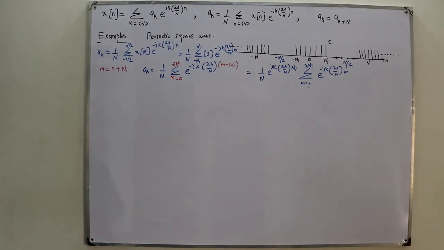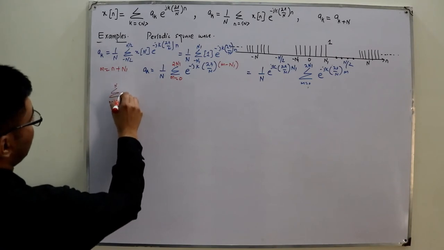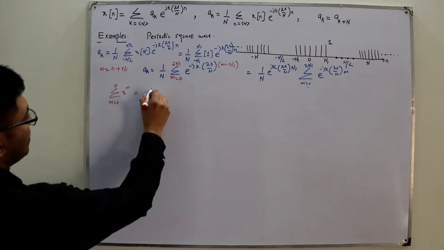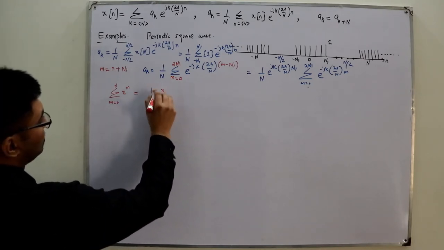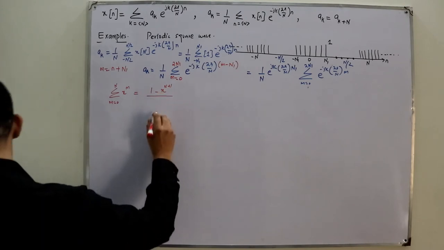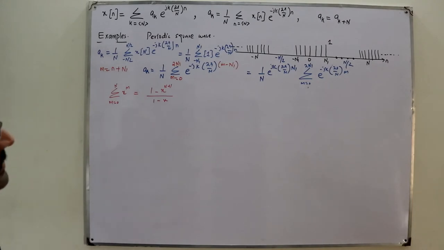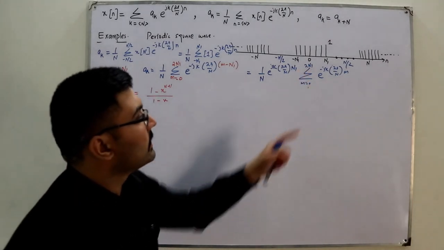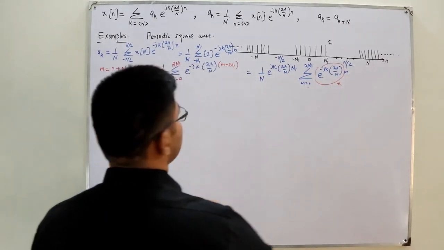Now for this sort of equation, I have a result. It's a mathematical result, not from my side. The summation of x to the power m, with m running from 0 to N, is equal to 1 minus x to the power N plus 1, divided by 1 minus x. So over here I'm running from 0 to N, and this is my x, raised to the power m.